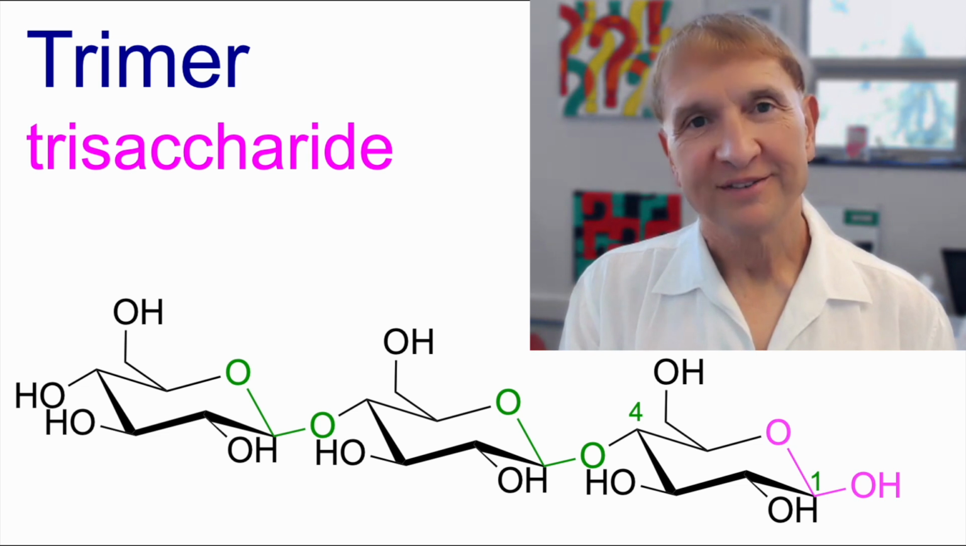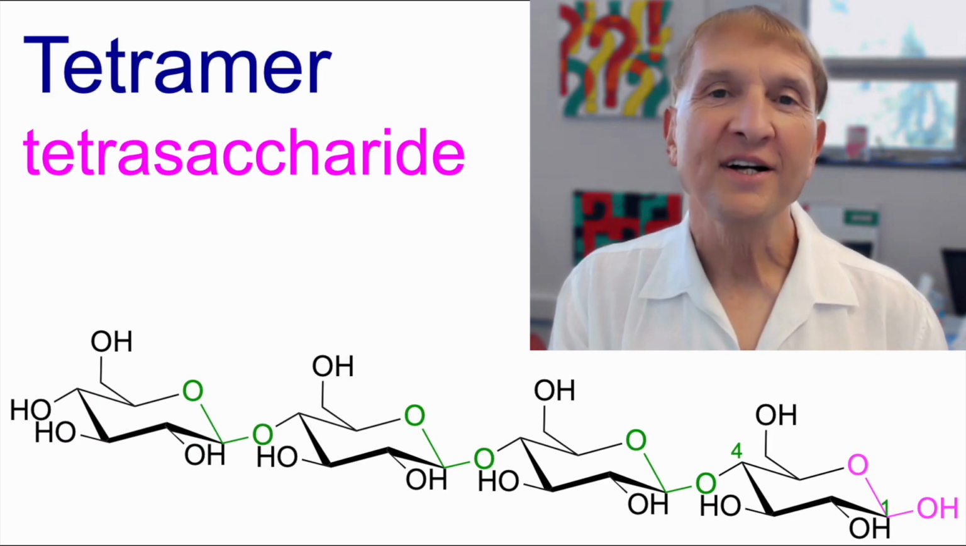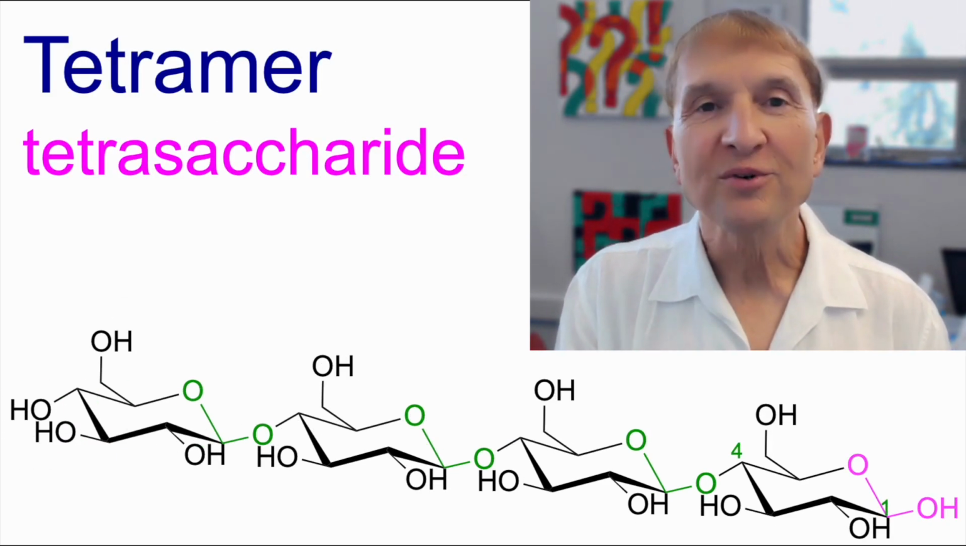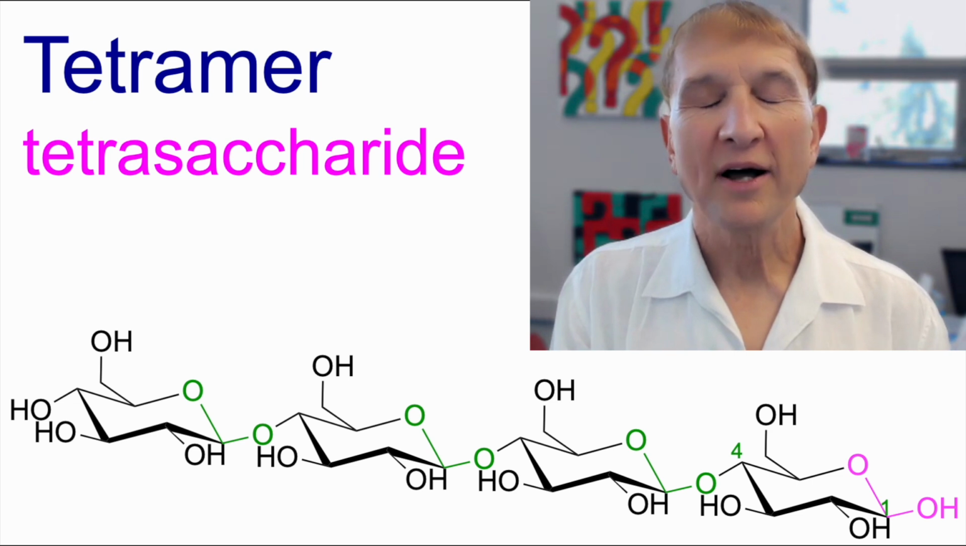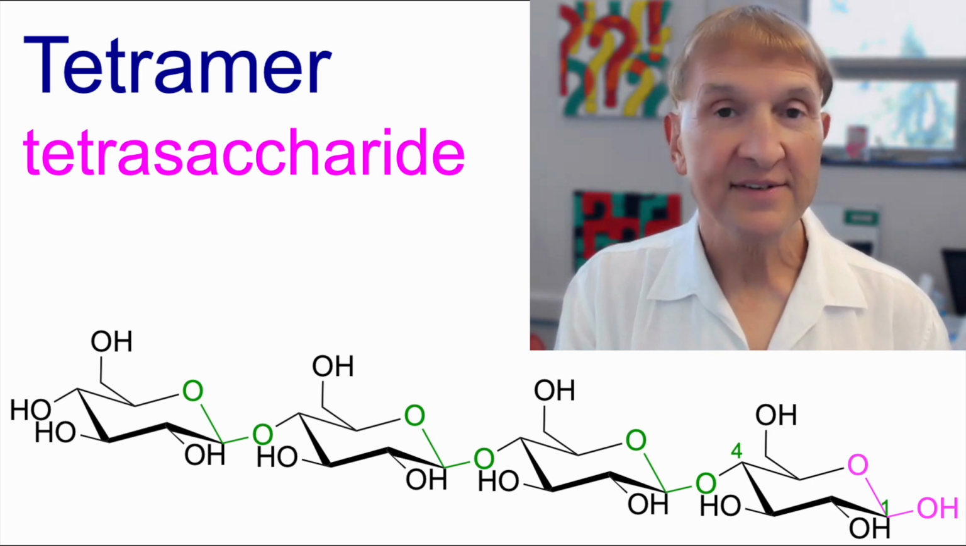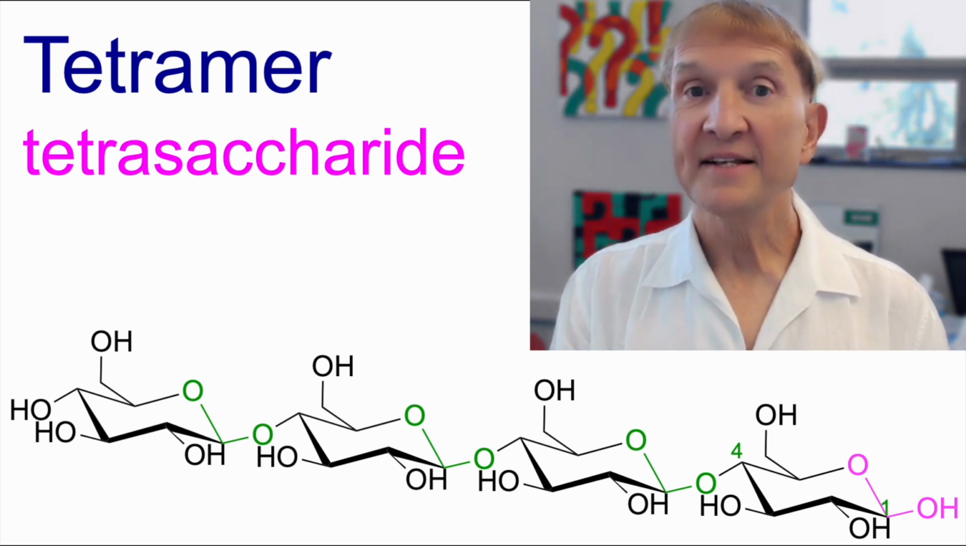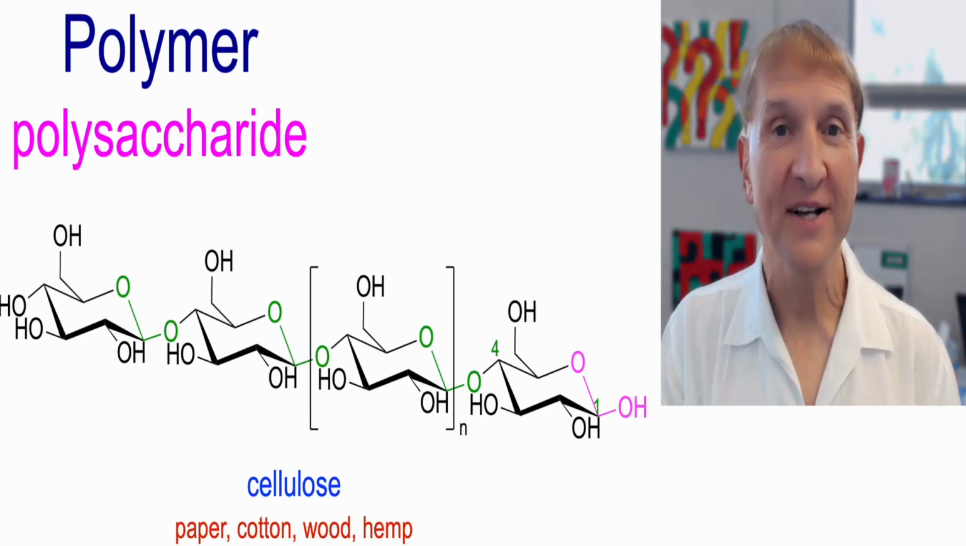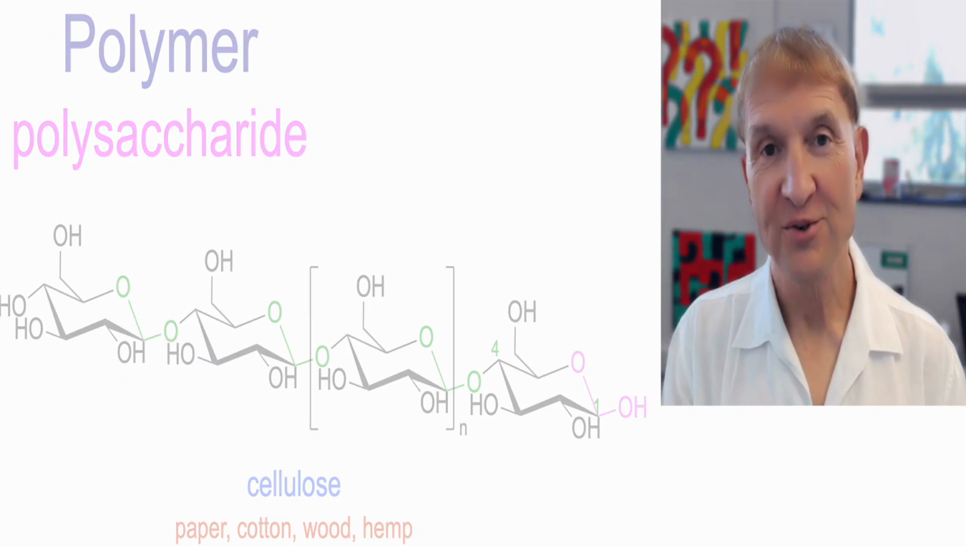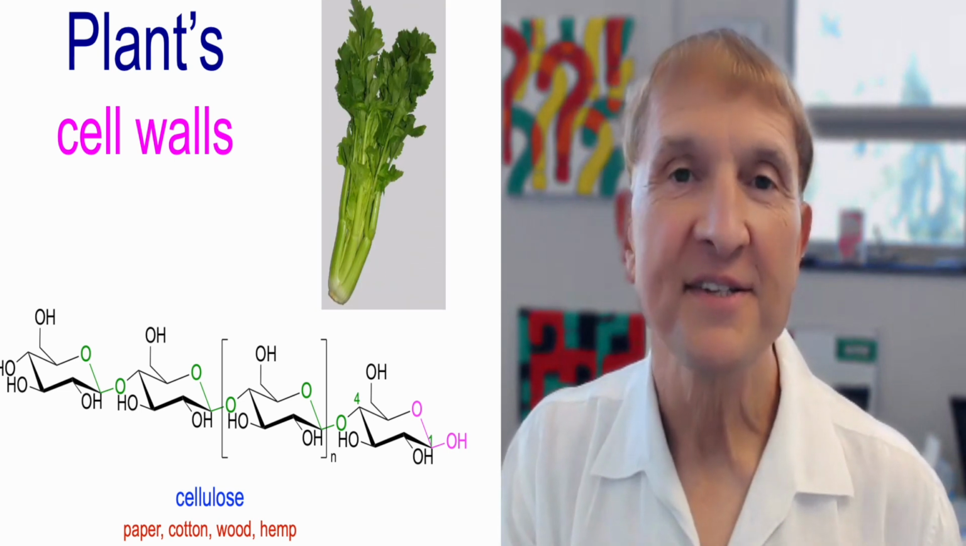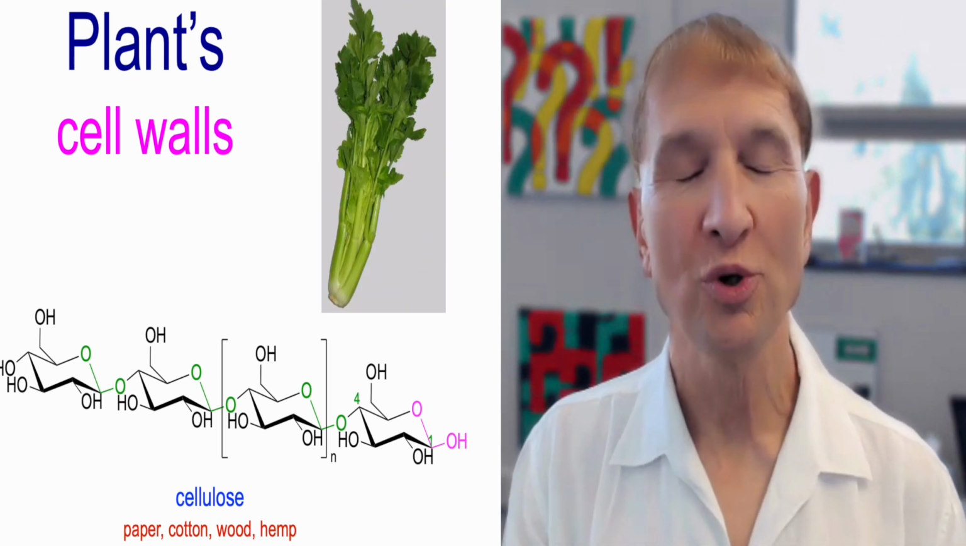And we could go on. We could look at a tetramer of glucose. It's connected by three acetal units, and on the end is a hemiacetal. And in the extreme, we could polymerize it to get cellulose. Cellulose is a constituent of plant cell walls.